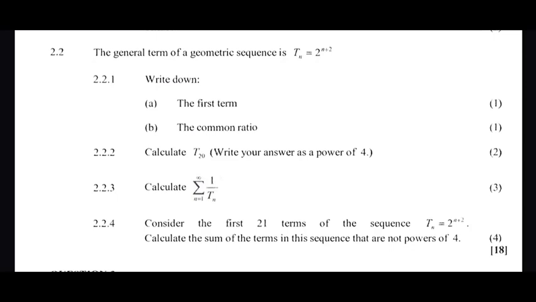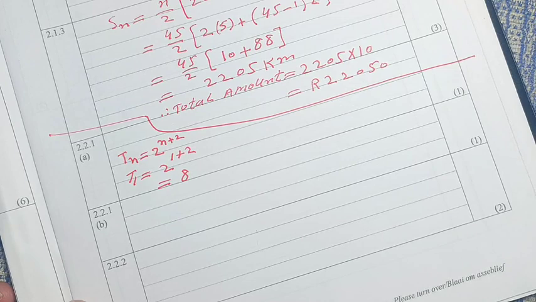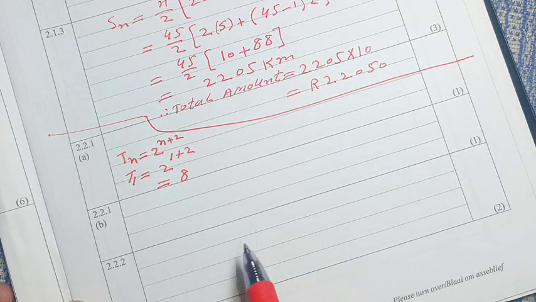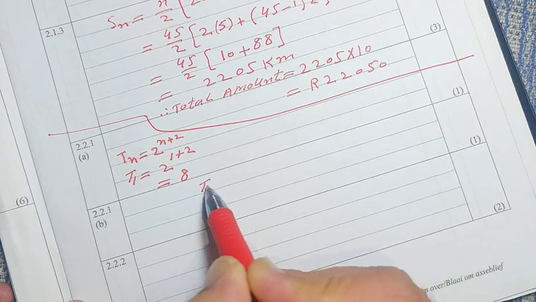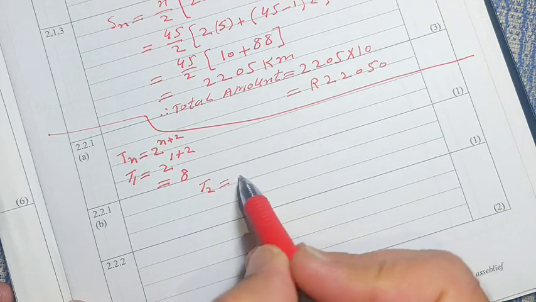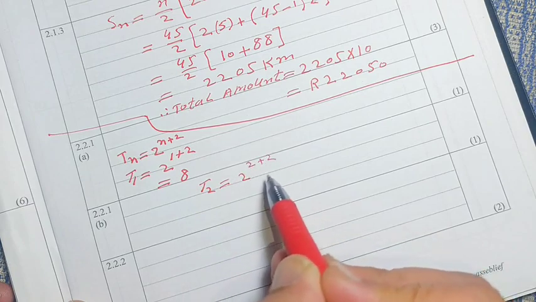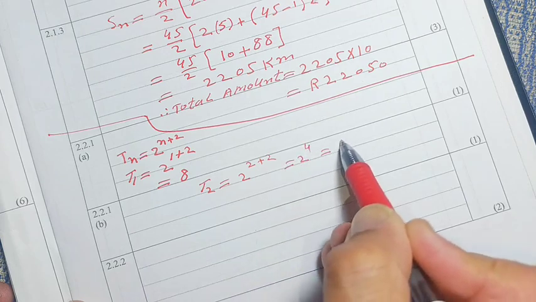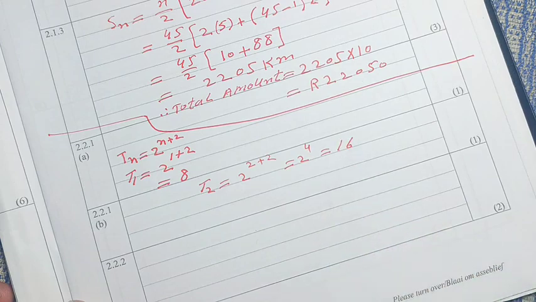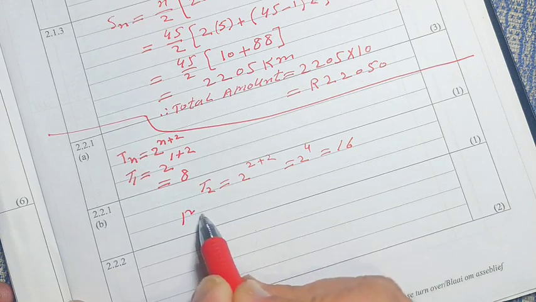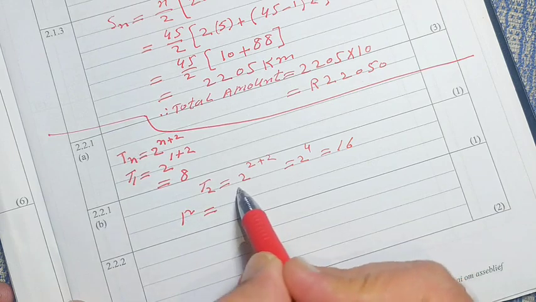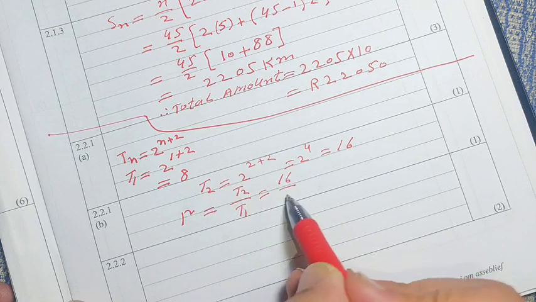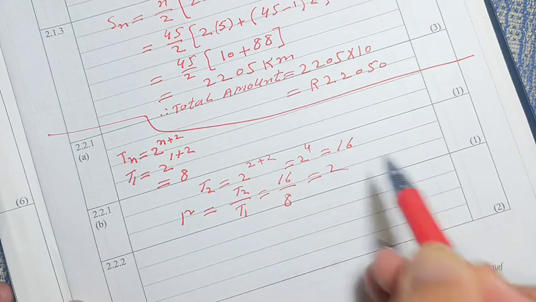Part B, the common ratio. To find the common ratio, divide the second term by the first term. So we need the second term. So let me first find the second term here. So T2 is going to be equal to 2 power 2 plus 2. So the answer is 2 power 4, which is equal to 16. So this is my second term. So now I need to find the ratio, which is r equals T2 divided by T1. T2 I got 16, T1 earlier I found 8. So the answer is 2.